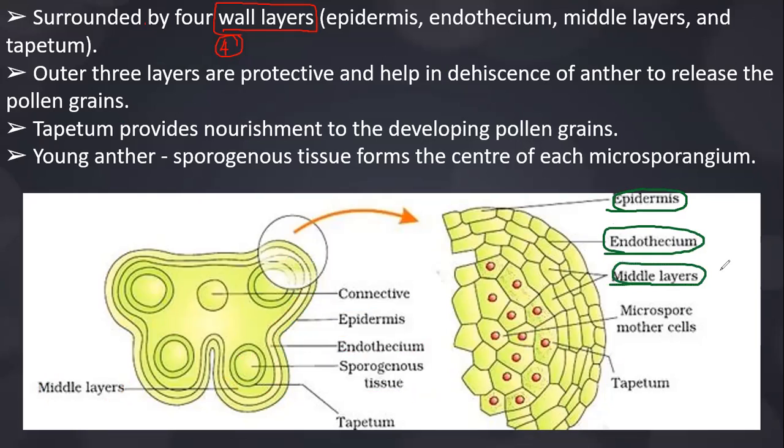Middle layers, endothecium and epidermis together serve the function of providing protection to the pollen grain and also help in the dehiscence of the anther. And the last part, you will have the tapetum. The tapetum is a nutritive layer that helps in the nourishment of the developing pollen grains. Is that clear for everybody?